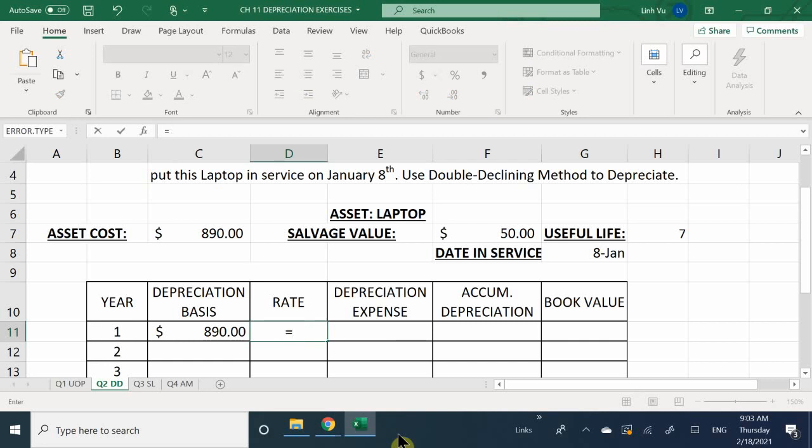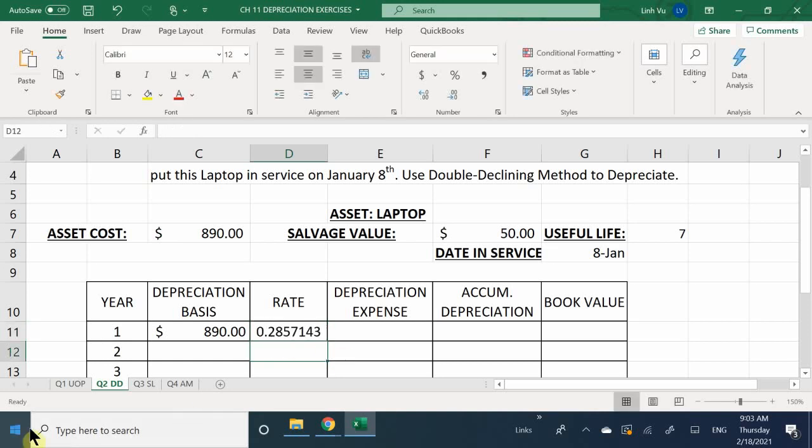All right. What's going to be my depreciation rate? How do I solve for my rate? 1 divided by estimated useful life. Okay, good. So what is my estimated useful life? 7. 1 divided by 7 times 2. So what is going to be my rate here? 0.142. Times 2. 0.2857. Good.